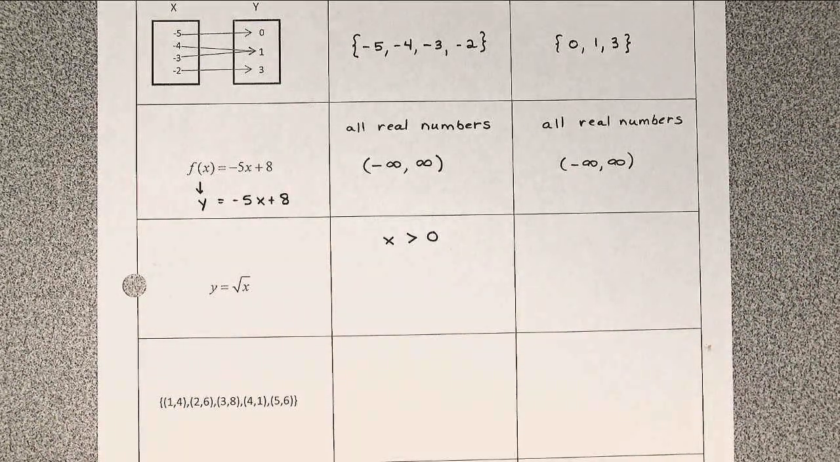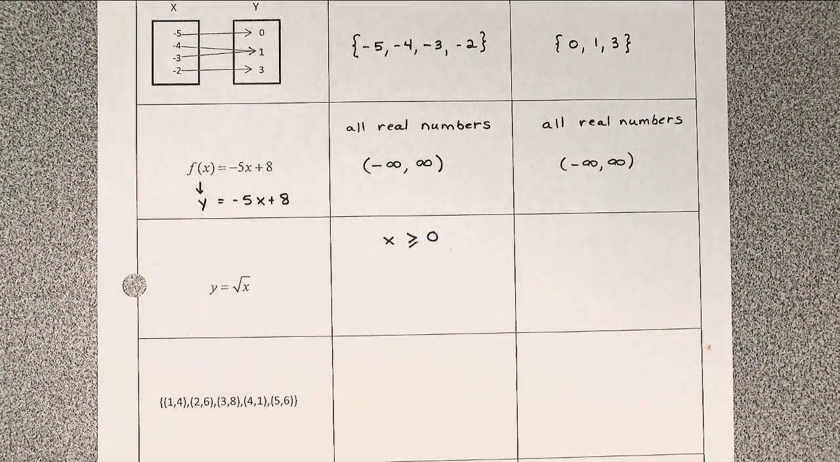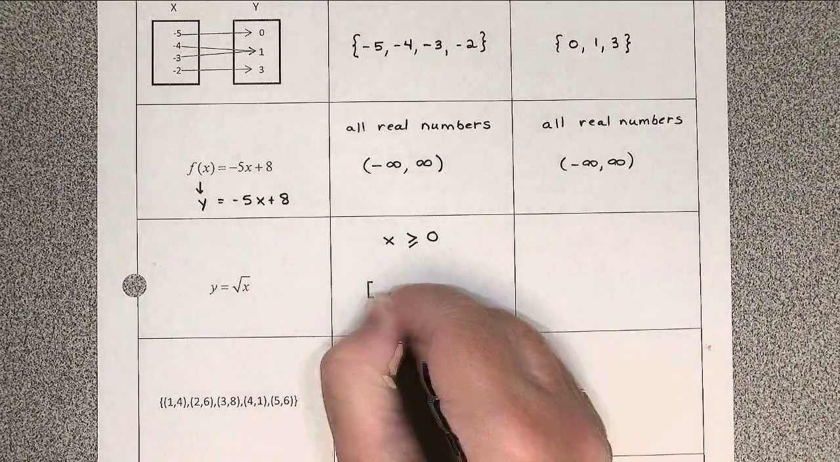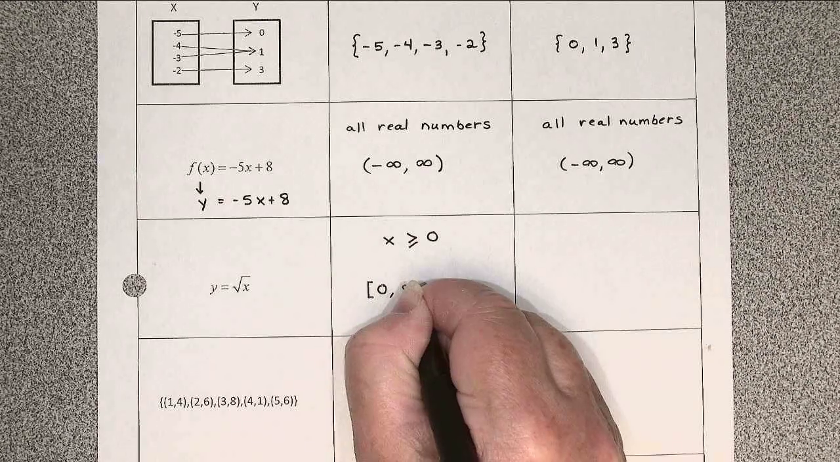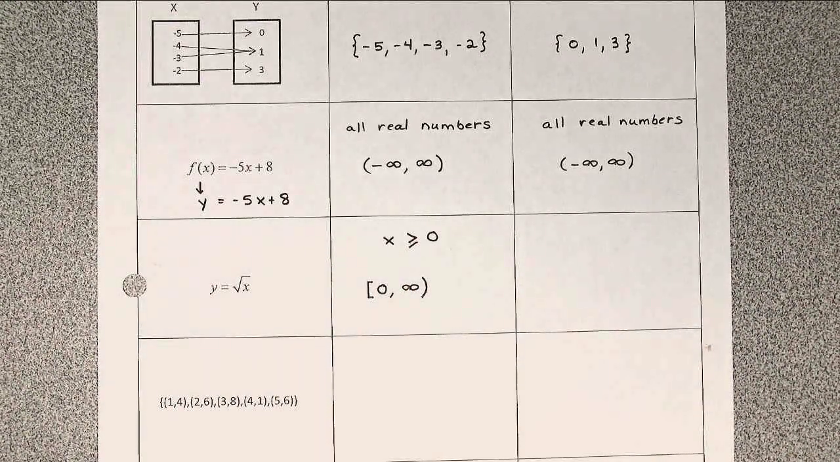Now let's think for just a moment about the 0 itself. Can x equal 0? Well, the square root of 0, yeah, that's just 0, isn't it? So I think we can actually say greater than or equal to 0. That means that my x values can go from 0 to positive infinity.